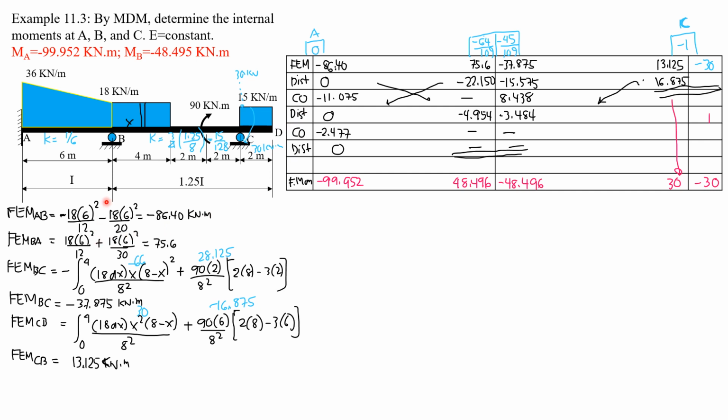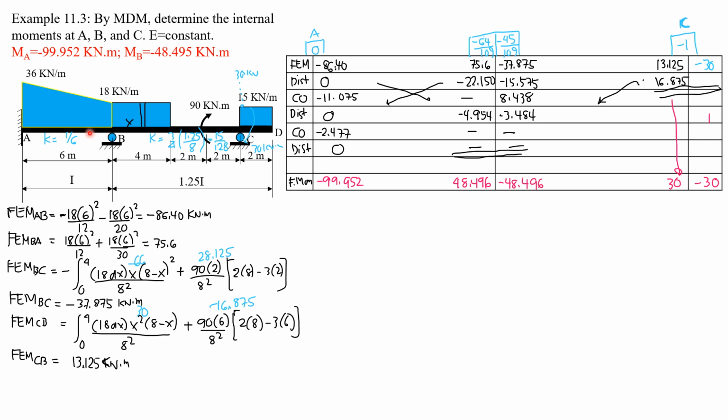Then the fixed moment for AB consists of uniform load and triangular load. The fixed moment at A is negative from the slope deflection equation, which is the same as in moment distribution method. At the right side, it's positive. So for the uniform load, WL square over 12, so negative 18, 6 square over 12. And for the triangular load, WL square over 20. So negative 18, 6 square over 20. Combining, negative 86.4, so you put the fixed moment here at A.